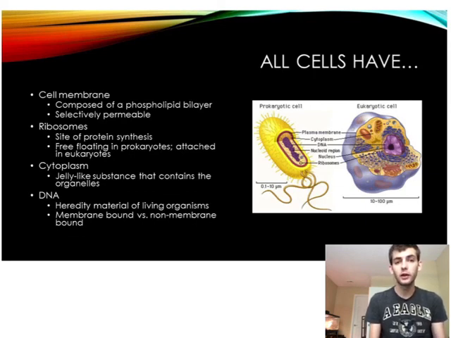They can be free-floating in prokaryotes in the cytoplasm. They can also be free-floating in eukaryotes in the cytoplasm, but you're going to find more in what's called the endoplasmic reticulum. And in a couple of videos, we'll talk about cell organelles. They all have a cytoplasm, which is that jelly-like substance in the middle holding everything together. And they all have DNA, which is the hereditary material that's needed for all living things.